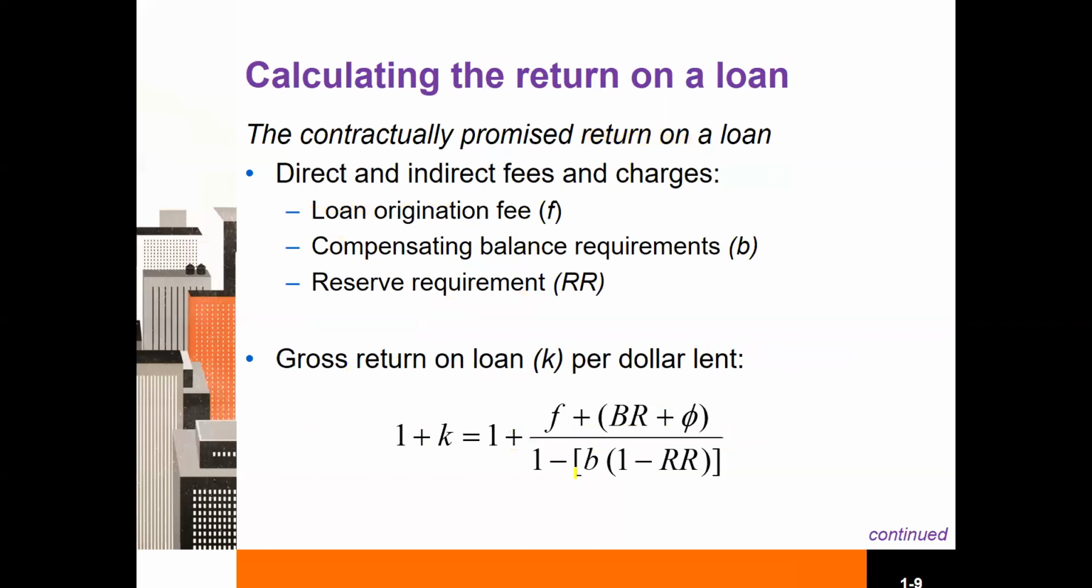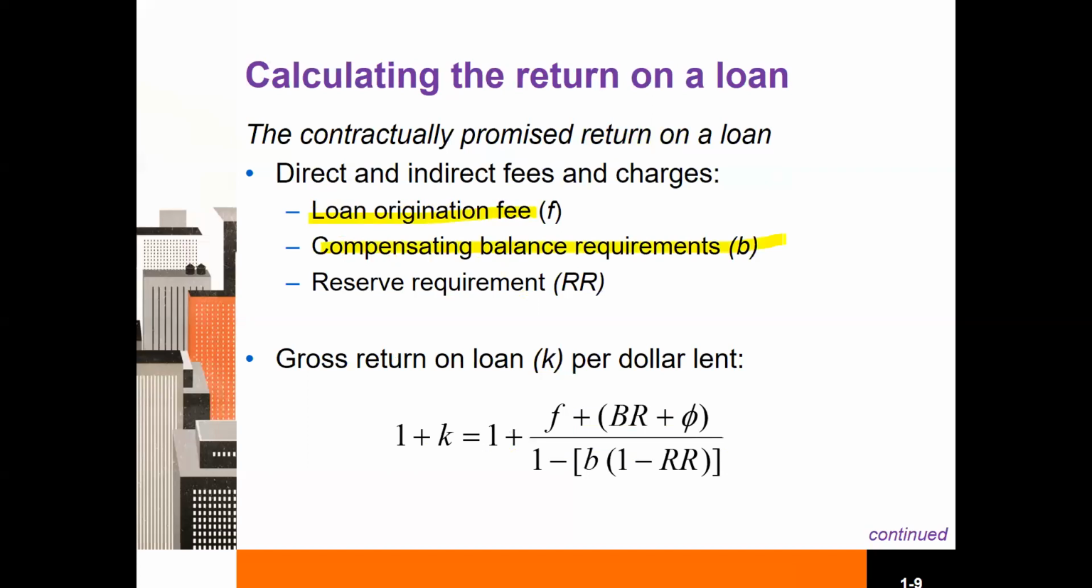Now, how do we calculate the contractually promised return on a loan? Contractually promised return means, when a contract is originated between the borrower and lender, according to this contract, what is the promised loan return to the financial institution. So there are direct and indirect fees and charges on this. For example, the loan origination fee. Loan origination fee is the loan processing fee. And then the compensating balance requirement. Compensating balances are a percentage of the loan that a borrower cannot actively use for expenditure. Instead, these balances must be kept on deposit at the financial institution.